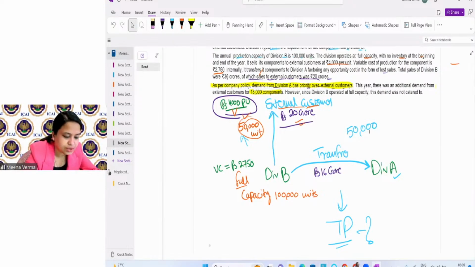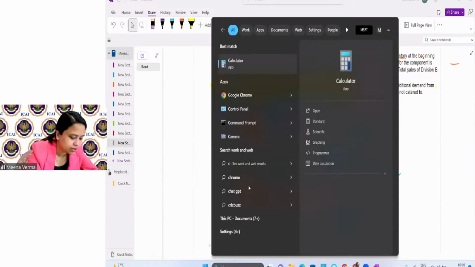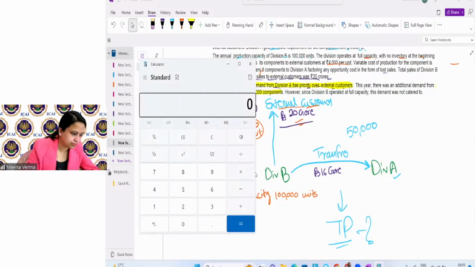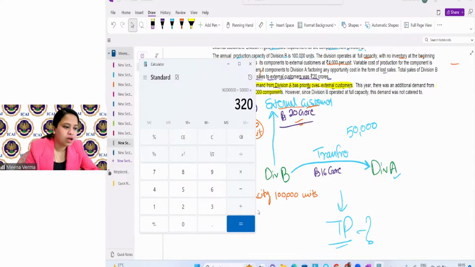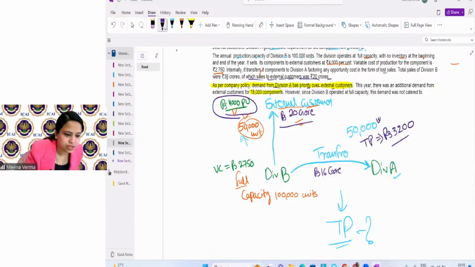So under the present scenario, at what price are we transferring? If you divide them, you will get it. Calculator. Okay, so the transfer price will be what? 3,200 is the transfer price under the present scenario. This is the transfer price. You're transferring how many units? 50,000 units.